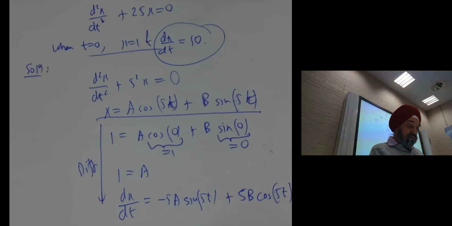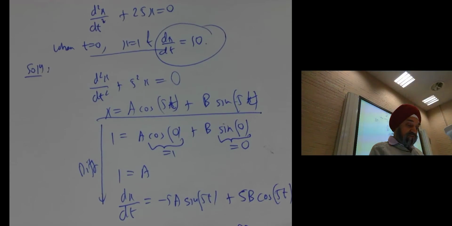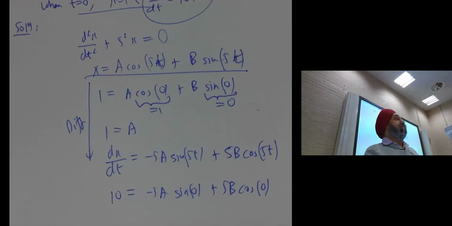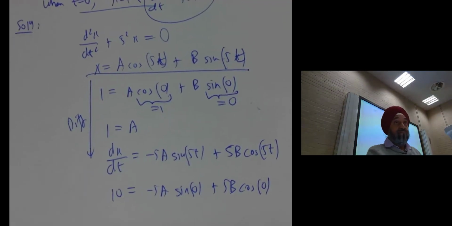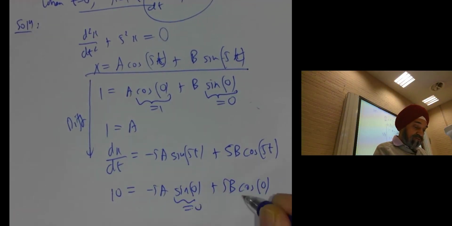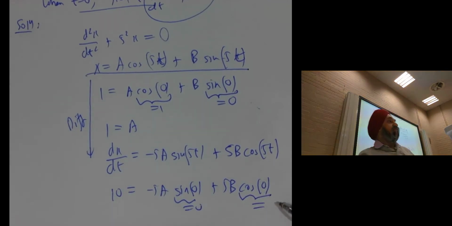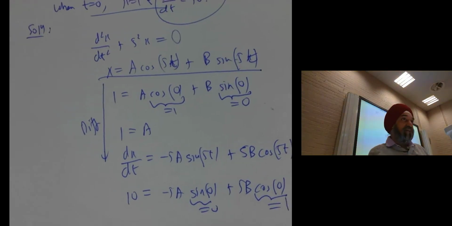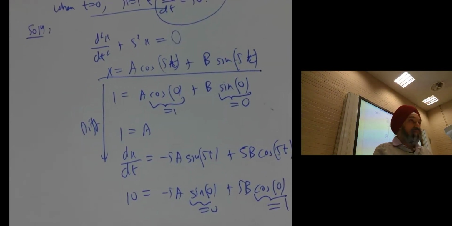10 equals minus 5A sine 0, plus 5B cos 0. Come on, hurry up. Take a seat. What's sine 0 equal to this time round? Last time it was 0. It's still 0. Does anyone want to talk about cos 0 this time round? It's 1, the same value, it hasn't changed.